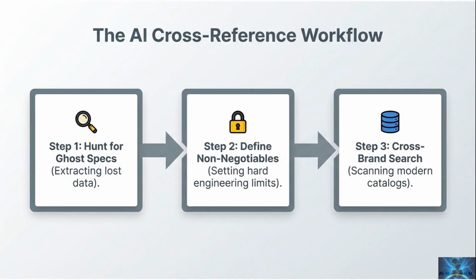The AI cross-reference workflow. Here is the 3-step workflow. Step 1. Hunt for ghost specs, meaning the missing or hard-to-find original datasheet details. Step 2. Define the non-negotiables, the specs that cannot change. Step 3. Do a cross-brand search across modern catalogs to find an available match.